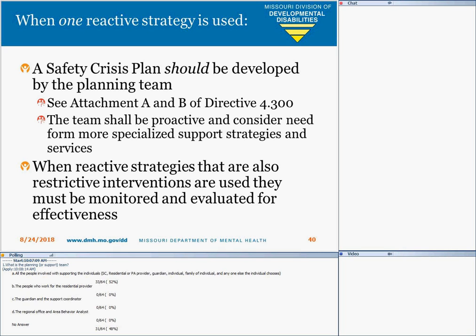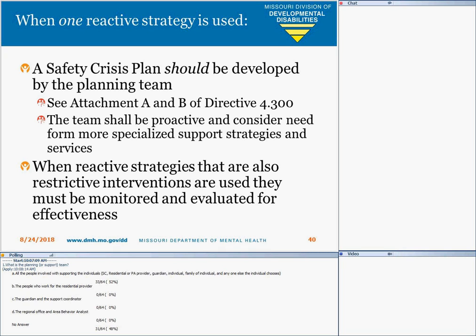a safety crisis plan webinar, and attachments that are included with the Directive 4.30. One of them is the safety crisis assessment, and the other one is a template for safety crisis planning. It doesn't have to be used, but it will be much easier to write a safety crisis plan if you do look at that template. But I recommend teams be proactive and consider if they need safety crisis plans before they're necessary, and consider if other specialized support strategies would be of assistance.